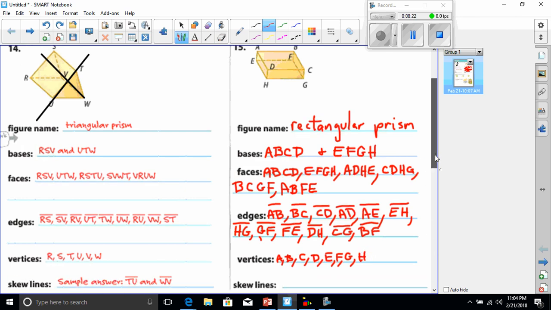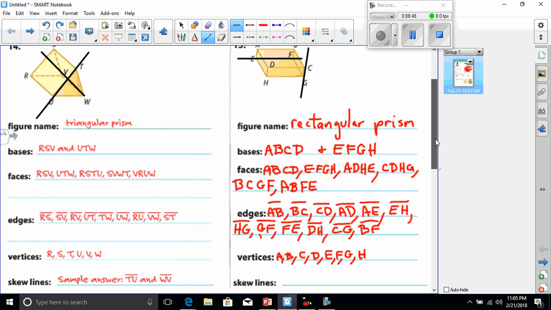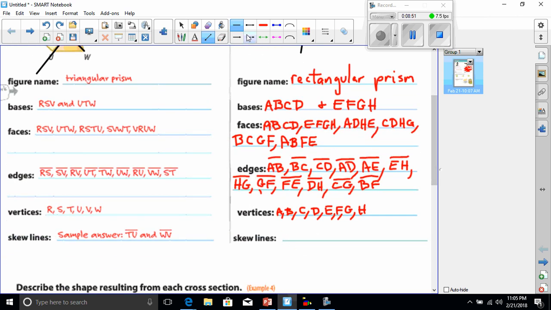All right, and lastly, it asks for the skew lines. So basically 2 lines that are not parallel that will never touch each other. And if I look at, well, let's just say C and G, that line will never cross with E and F. We see that? So let's write that. C and G and E and F.